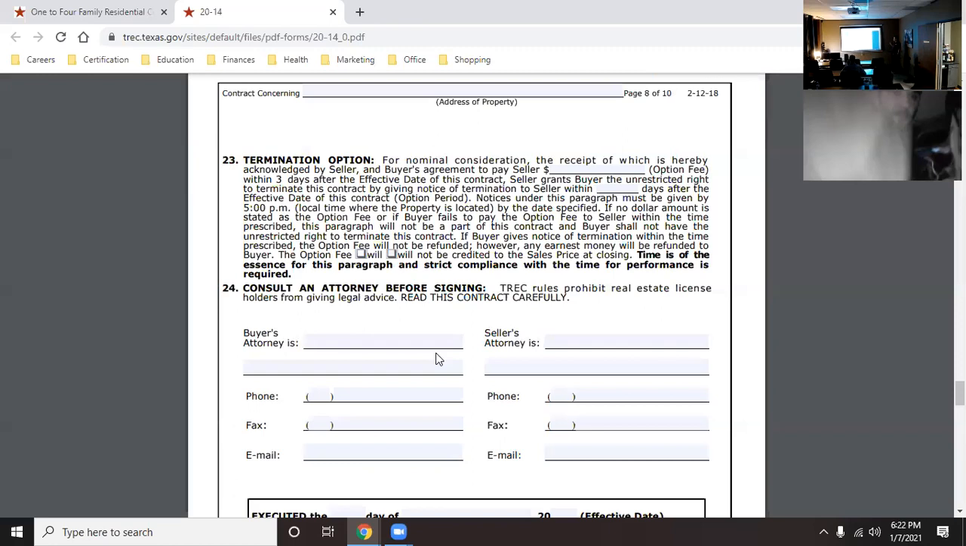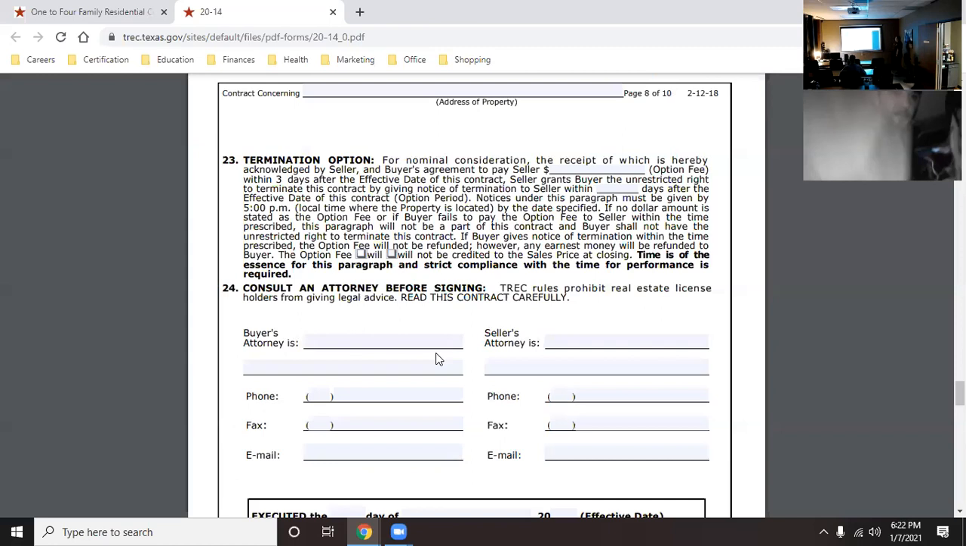Notices under this paragraph must be given by 5 p.m. That is extremely important. Okay? Because guess what? That 5 p.m. used to never be there. It's to the end of the day. But they have now put a time frame. And you'll see it says local time where the property is located. Okay? So you got to be careful there. By the date that's specified.